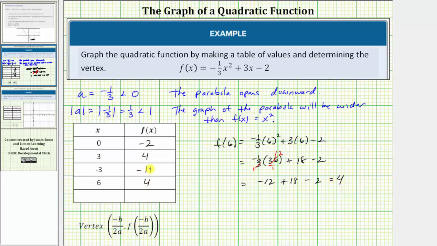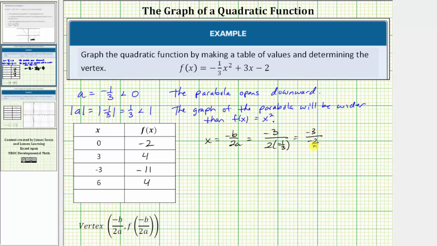Now that we have several points on the graph of the parabola, let's find the vertex of the parabola. To determine the vertex, we use the equation x equals negative b divided by 2a to determine the x-coordinate of the vertex. Notice b is positive 3 and a is negative 1/3. So we have negative 3 divided by 2 times negative 1/3, which equals negative 3 divided by negative 2/3.